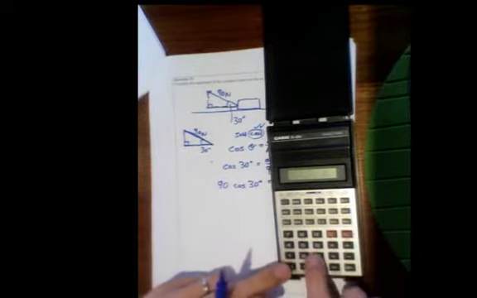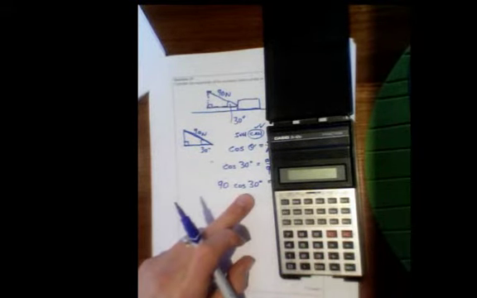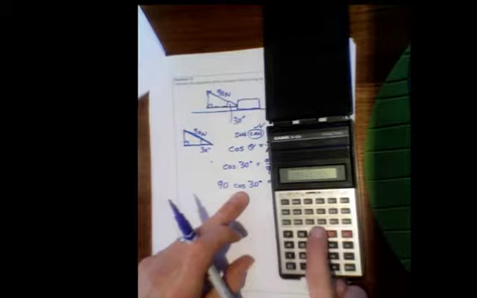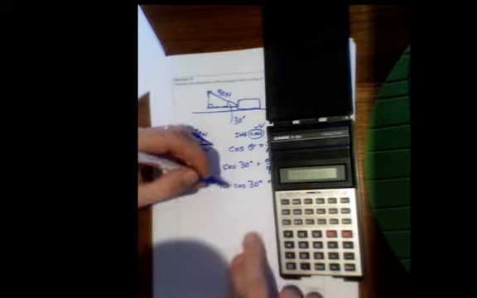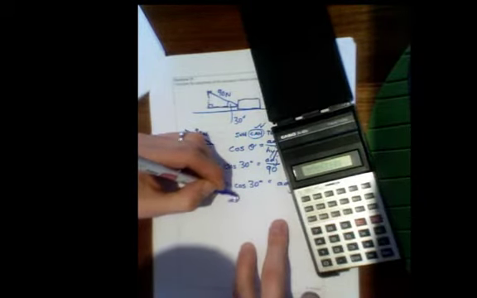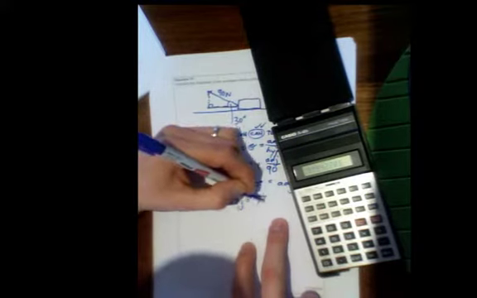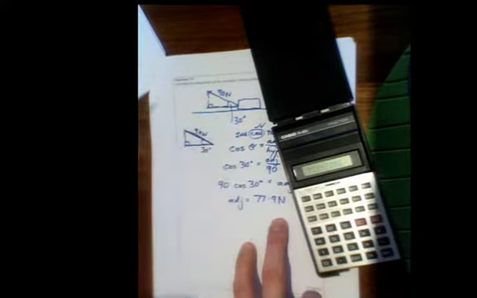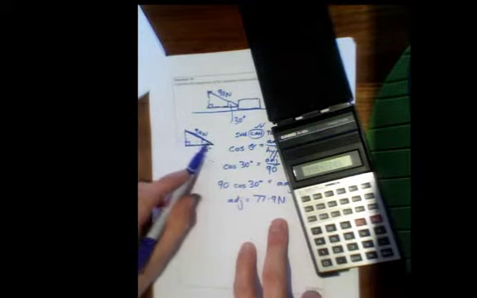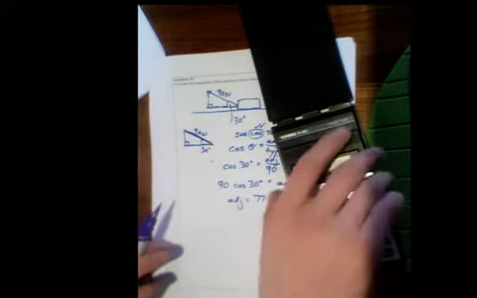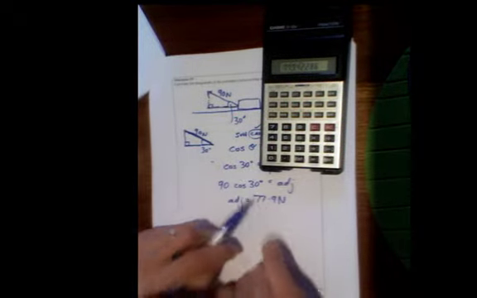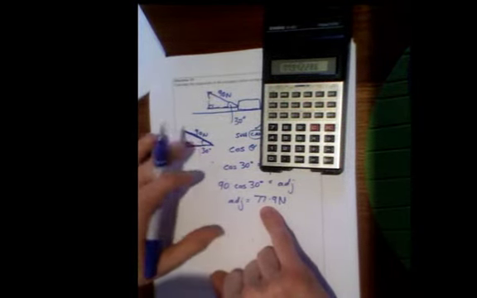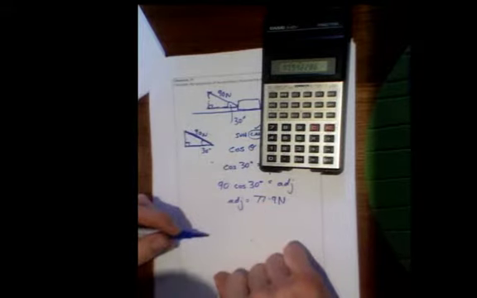Alright. 30 cos, times by 90, equals, so adjacent equals 77.9 newtons. Okay, so this is in newtons. Alright, that seems right. We know if we had a number more than 90, then it's definitely wrong. So, I'm happy with that.